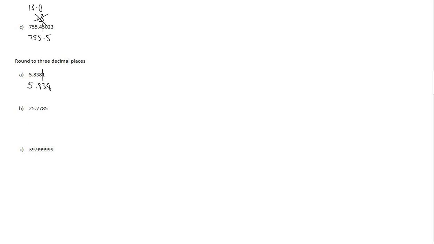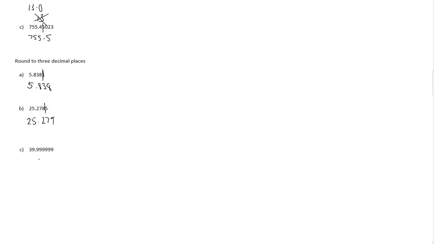5.838. Okay, for this one I'm counting 1, 2, 3 decimal places, cutting off. It's a 5, that's a big number. So I'm going to have 25 point, instead of 278, it's going to be 279.